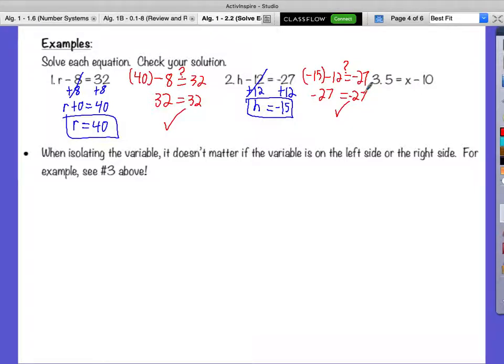Okay? I want you guys to try number 3 on your own. Now, to clarify, is this saying 3.5? No, it's this question 3, and it says 5 equals x minus 10. I want you guys to try solving number 3 on your own, and when you're done or you have questions, I want you to raise your hand.